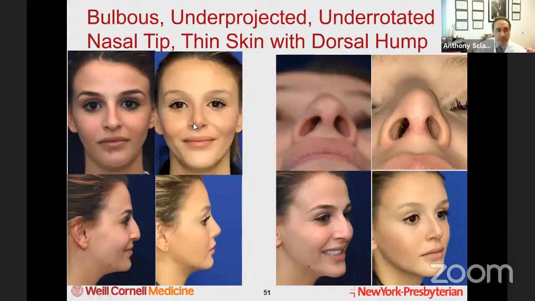You can see it here. Okay, she doesn't have this hanging tip anymore. She doesn't have this really rounded bulbous tip. She's defined. She's got that nice dorsal aesthetic line with a little bit of a flare at the end.